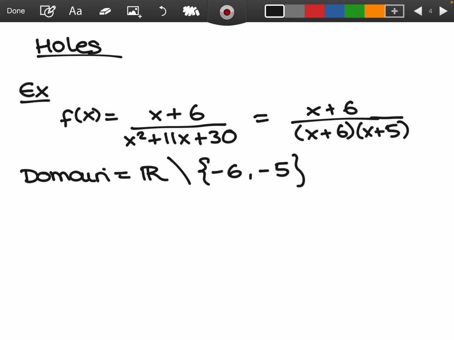So I know already that my function is not defined when x is negative 6 and when x is negative 5. My next step, when I did this before to find the vertical asymptote, I simplified my function. So I know that I have a vertical asymptote wherever the denominator is 0 in simplified form, which means that my vertical asymptote is at x is equal to negative 5.